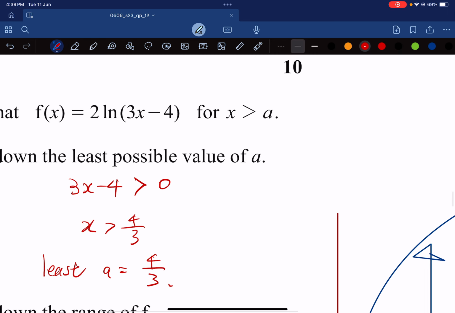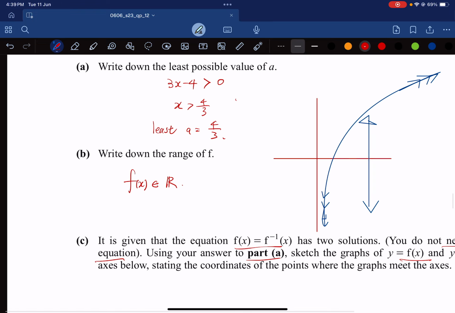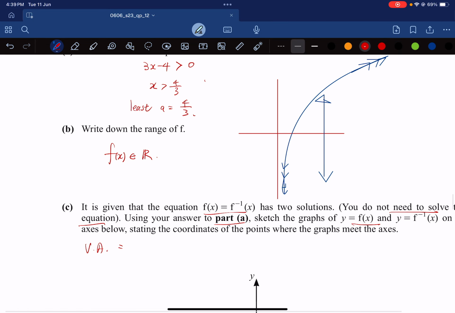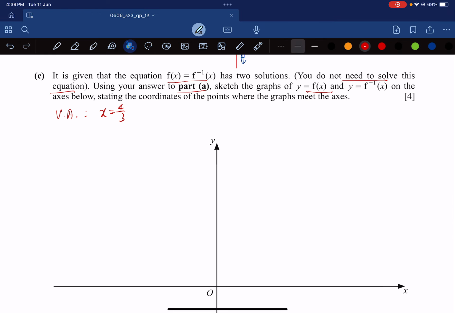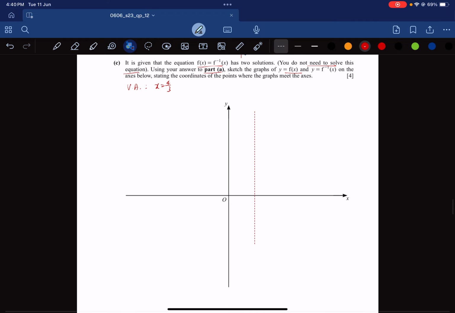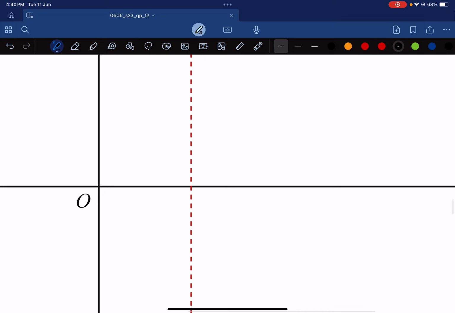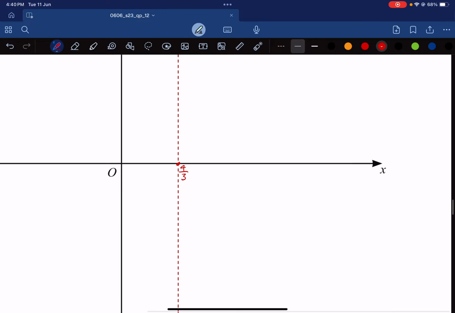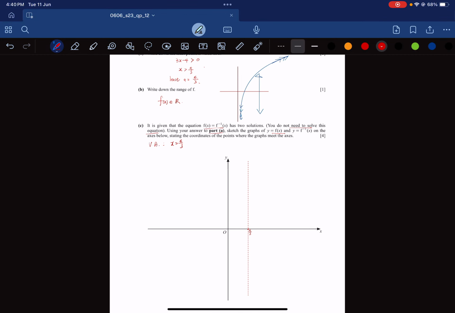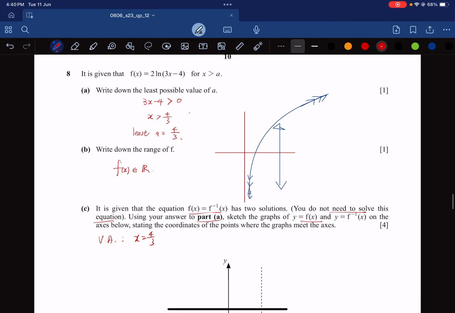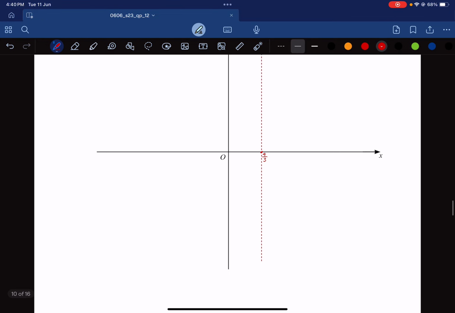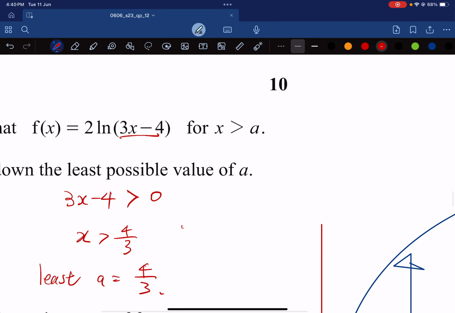Sketch this, so we know the vertical asymptote, right? We know that the vertical asymptote would be x equals 4/3, right? X equals 4/3. So vertical asymptote. This is 4/3, and then this would be 3x minus 4. So let this be 1, right?